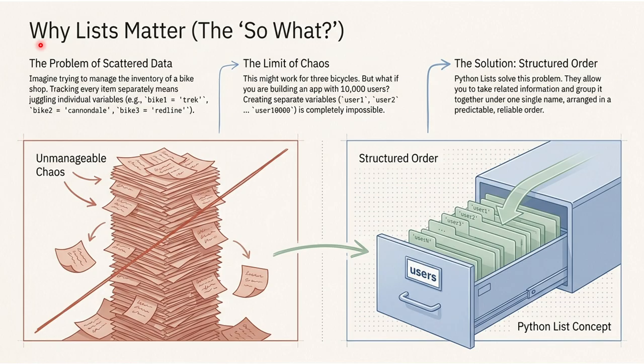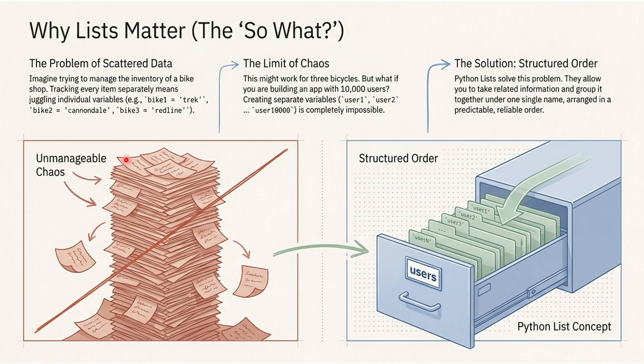So if you see over here, the first thing they say is why lists matter, the so what: the problem of scattered data. What they are trying to say is, imagine trying to manage the inventory of a bike shop. Tracking every individual item separately means juggling individual variables like bike1 = Trek, bike2 = Cannondale, bike3 = Redline.